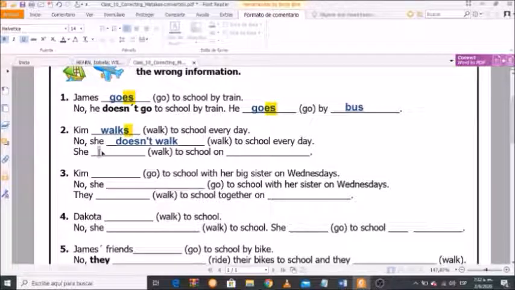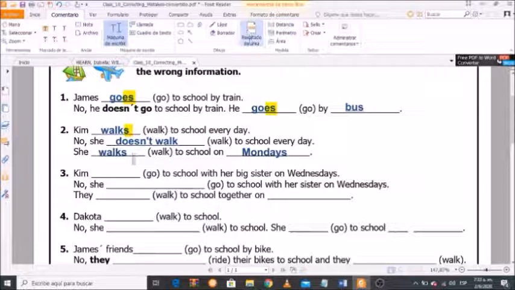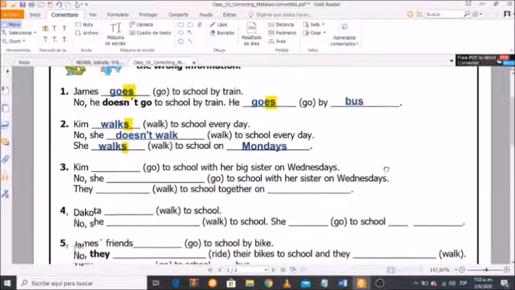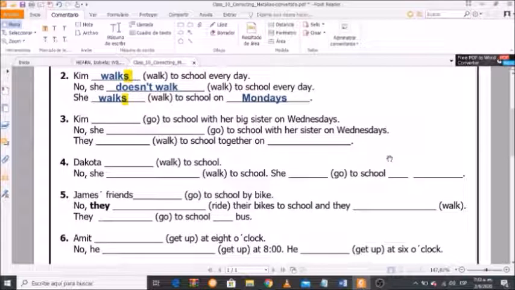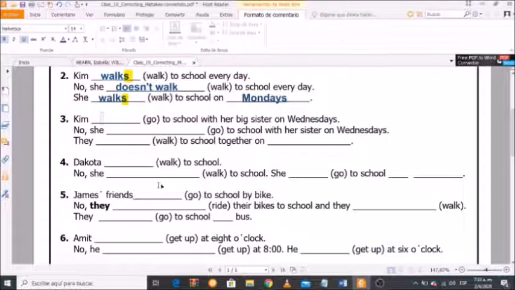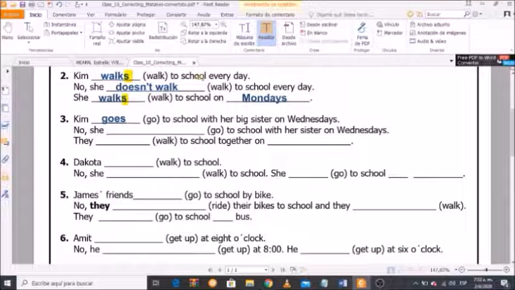When does she walk to school? Okay, very good. On Mondays. So she walks to school on Mondays. Okay, so remember here. En este caso, volvemos a agregar la S porque esta oración no es negativa. Okay? Very good. So, number three. It says, Kim to school with her big sister on Wednesdays. Kim goes to school with her big sister on Wednesdays. So here we highlight this.